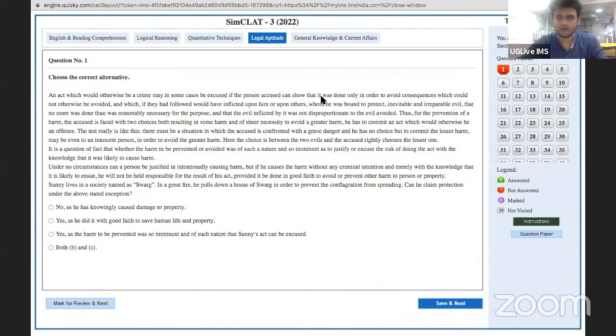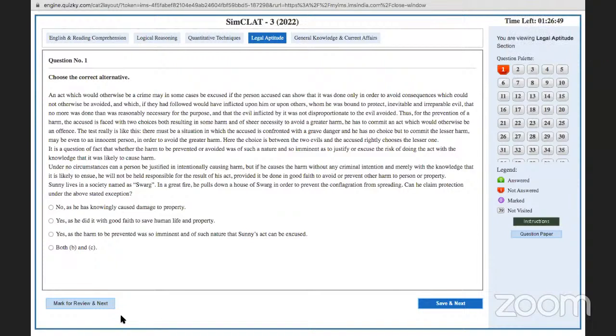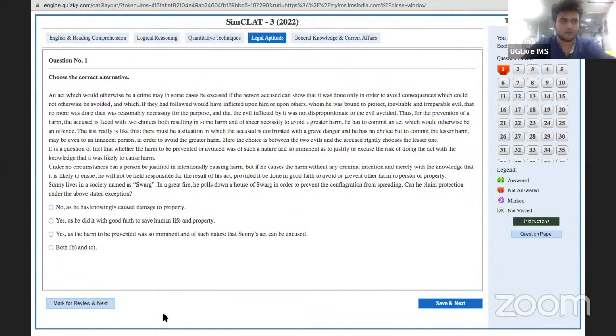Chalo, so the next section will be legal, right? Let's look at the section now. All right, let's look at the factual situation here. All right. So, under no circumstances can a person be justified at intentionally causing, but if he causes the harm, blah blah blah. Where is the facts?